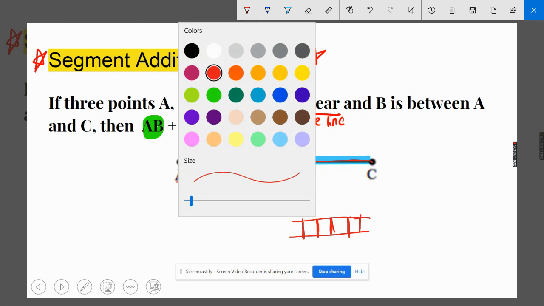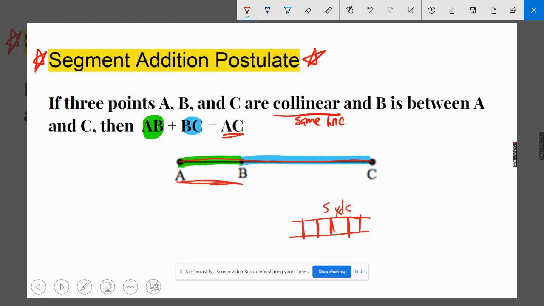And then you lay in what? That's 5 yards. And then you lay another piece of rail down. I'll just use the same color actually. Add some more rail. Okay, now that's 3 yards. How long is the rail that I just created? Well, it's 8 total. And that's segment addition postulate.